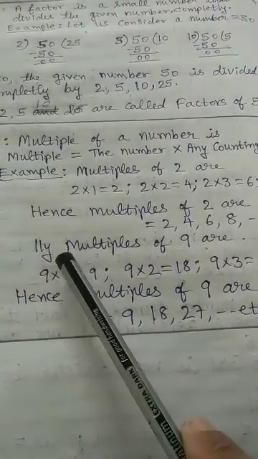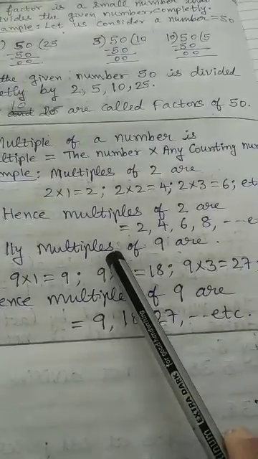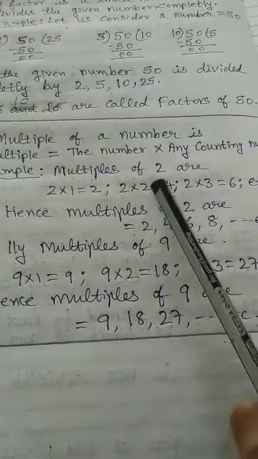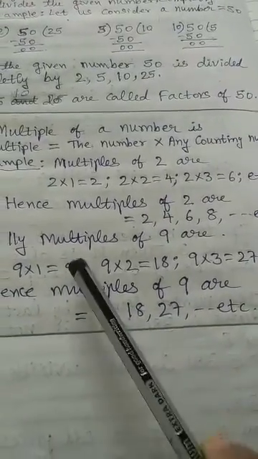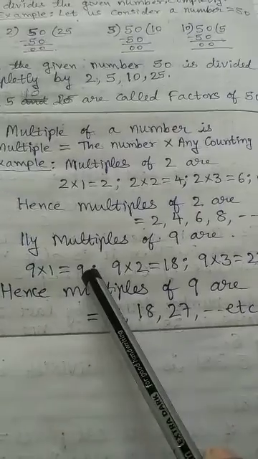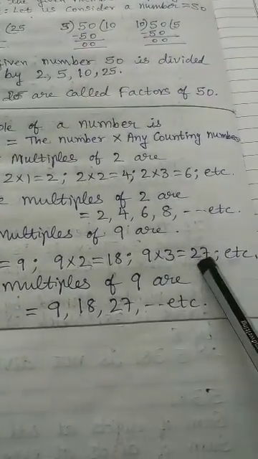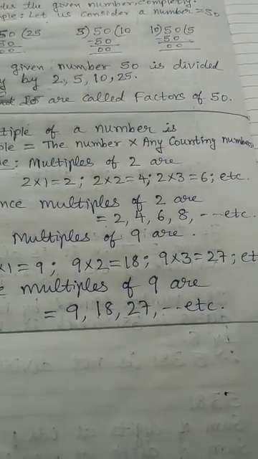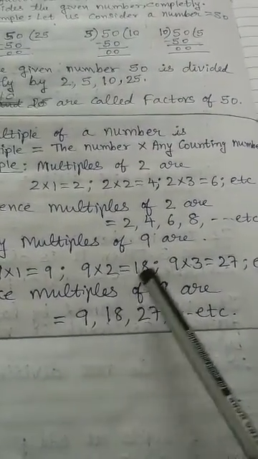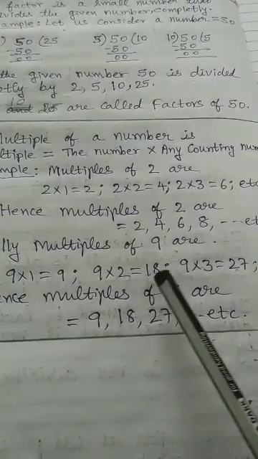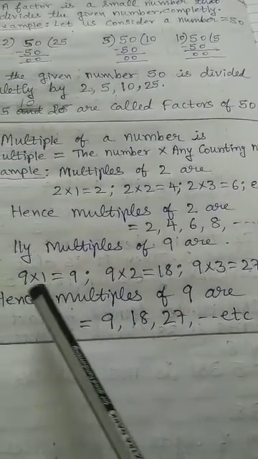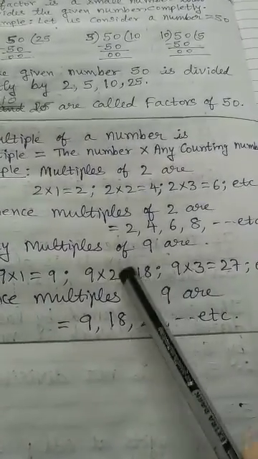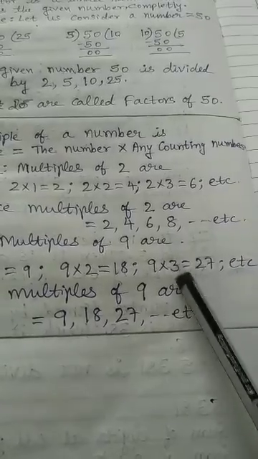Another example I have shown. Similarly, multiples of 9. Take the number 9 and multiply by any counting number, starting from 1. 9 ones are 9, 9 twos are 18, 9 threes are 27, 9 fours are 36, 9 fives are 45. The products that you get after multiplying with counting numbers are called multiples. See here, 9 ones are 9, next 9 twos are 18, 9 threes are 27.